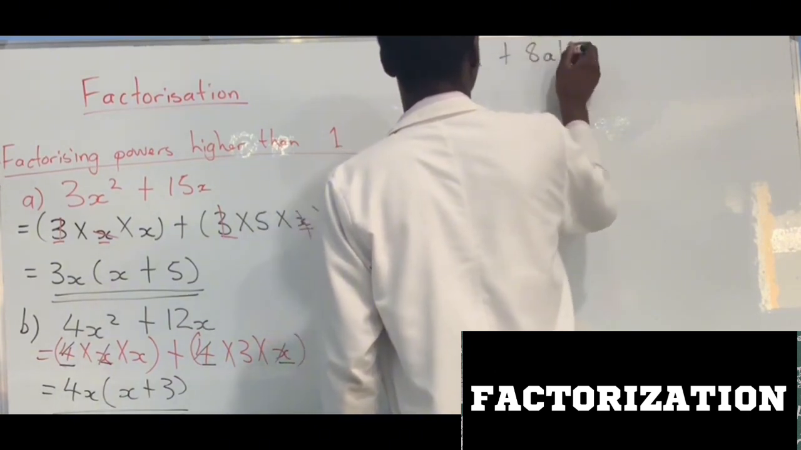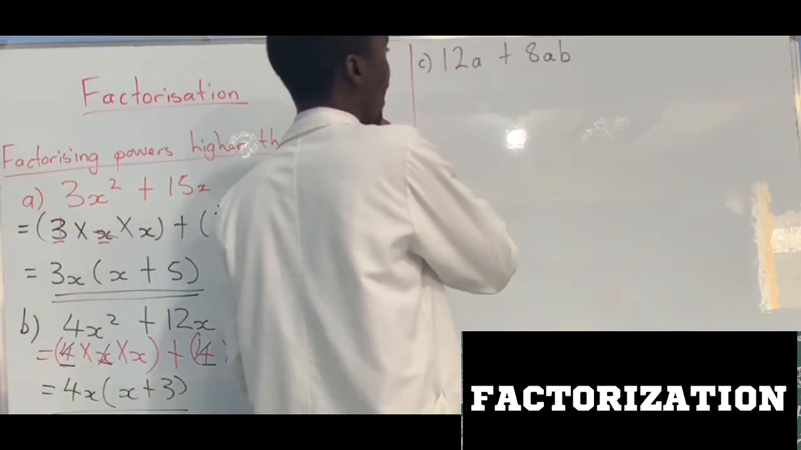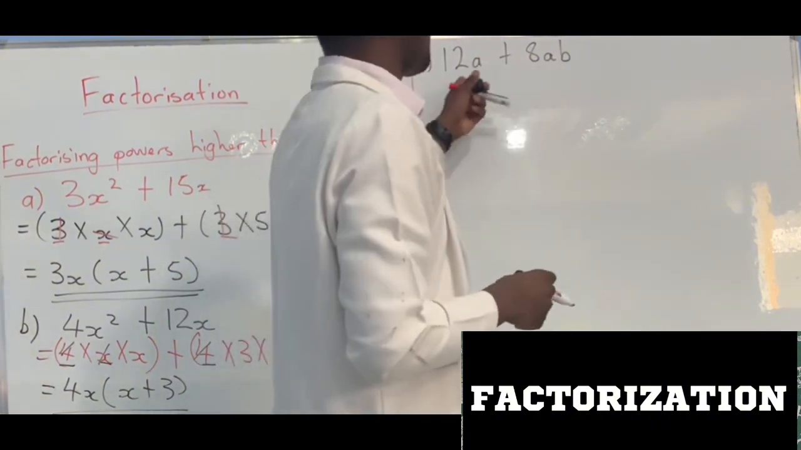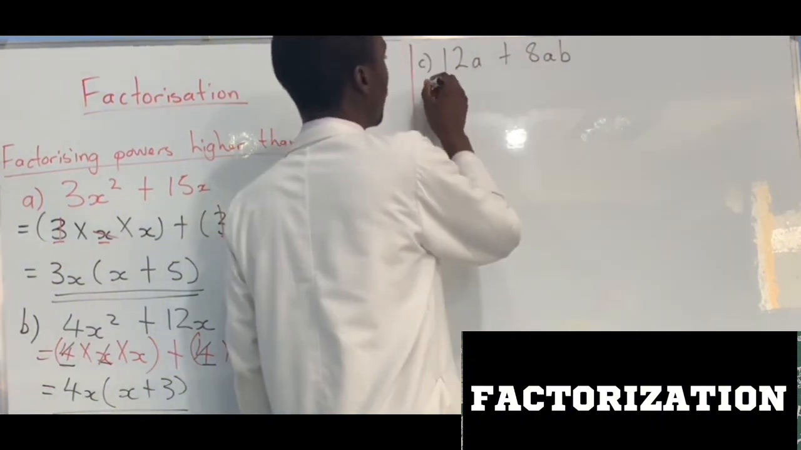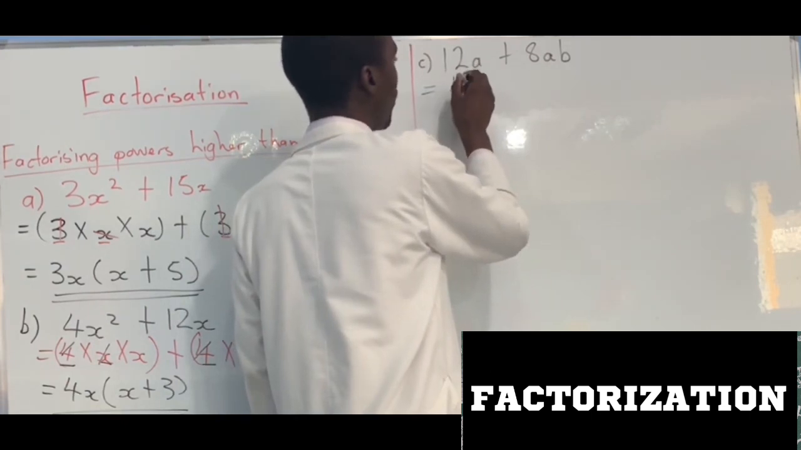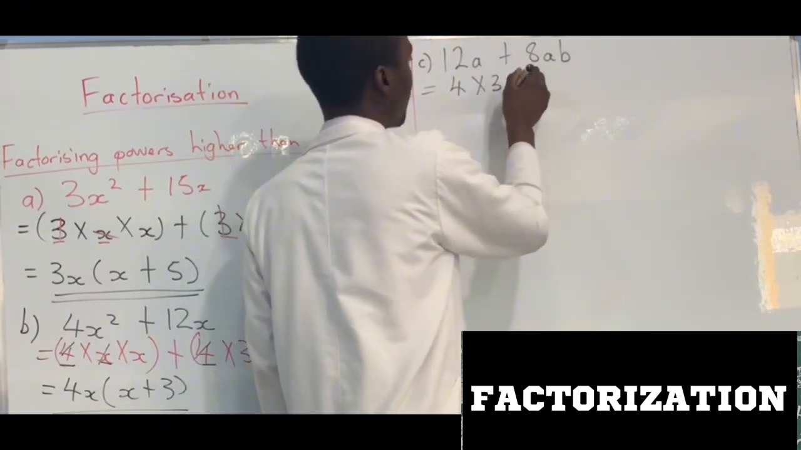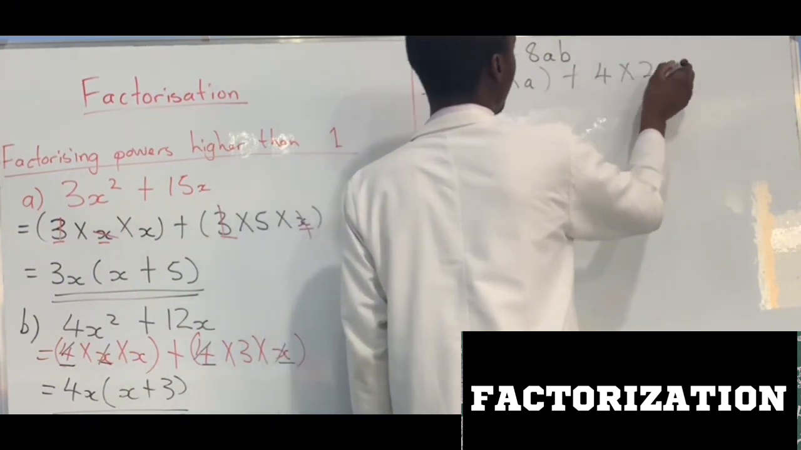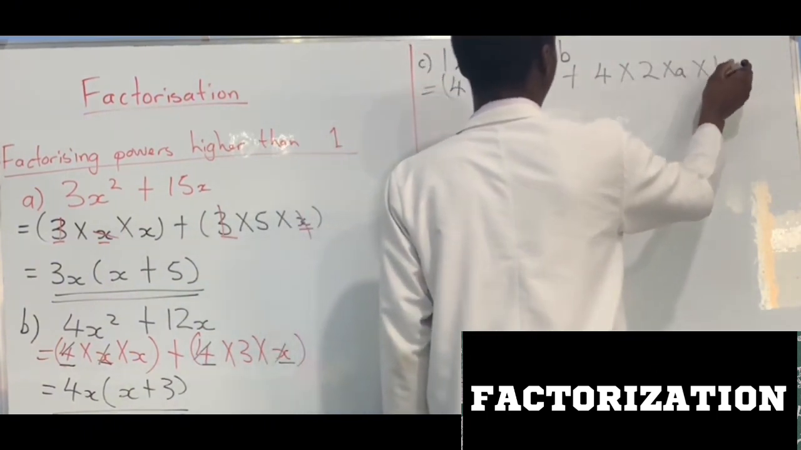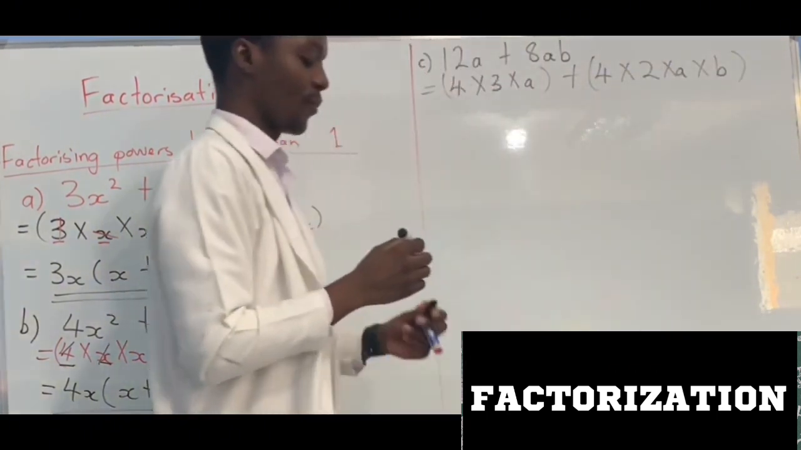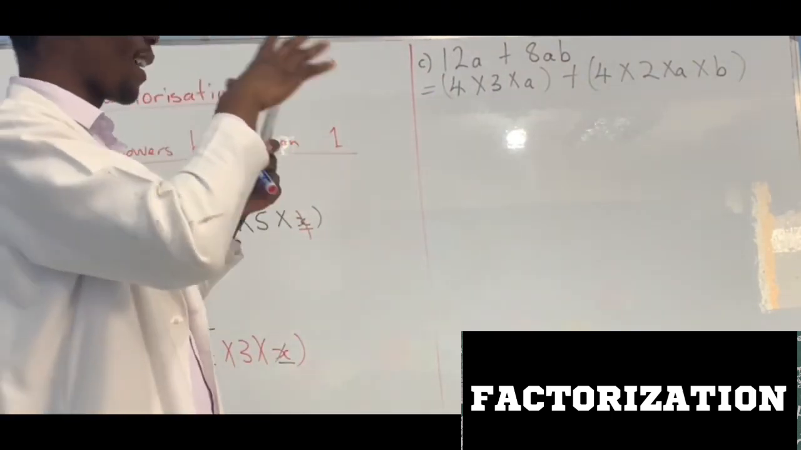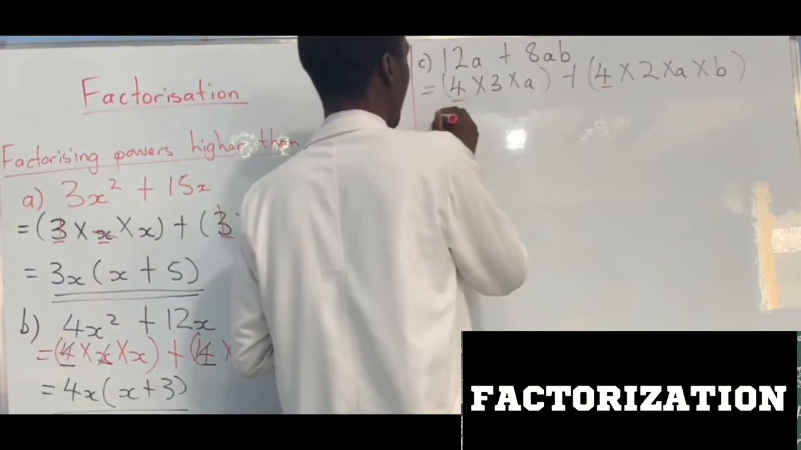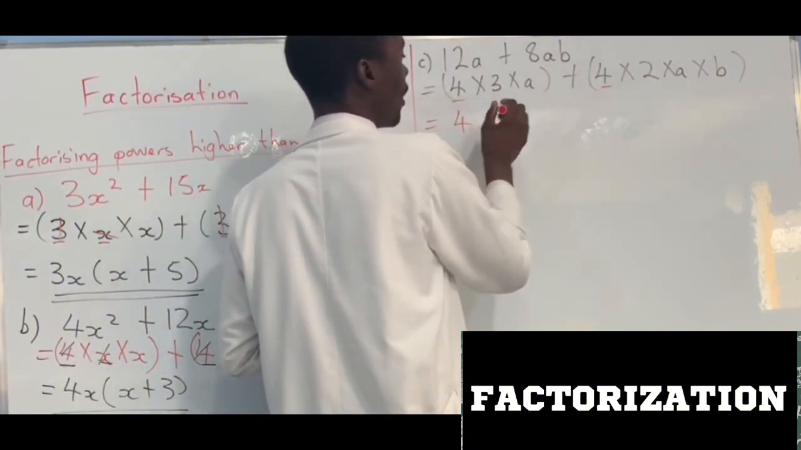12a plus 8ab. Factorizing something like this is very, very simple. We can already see in our mind's eye that these are multiples of 4. So we can factorize this in 4 multiplied by 3 multiplied by a plus 4 multiplied by 2 multiplied by a multiplied by b. Like this. In my mind's eye, I can almost see what's happening here. There's a common factor 4 there. So the answer is going to be 4.